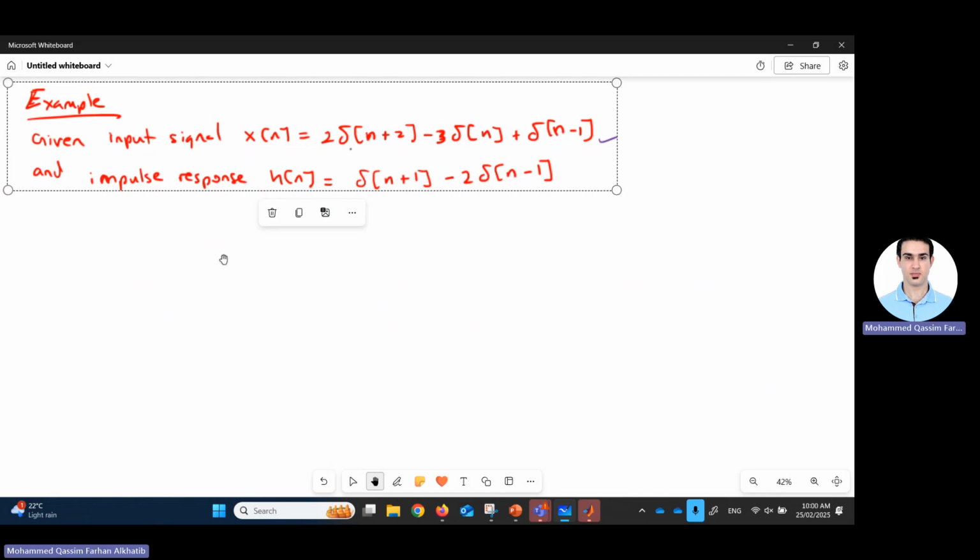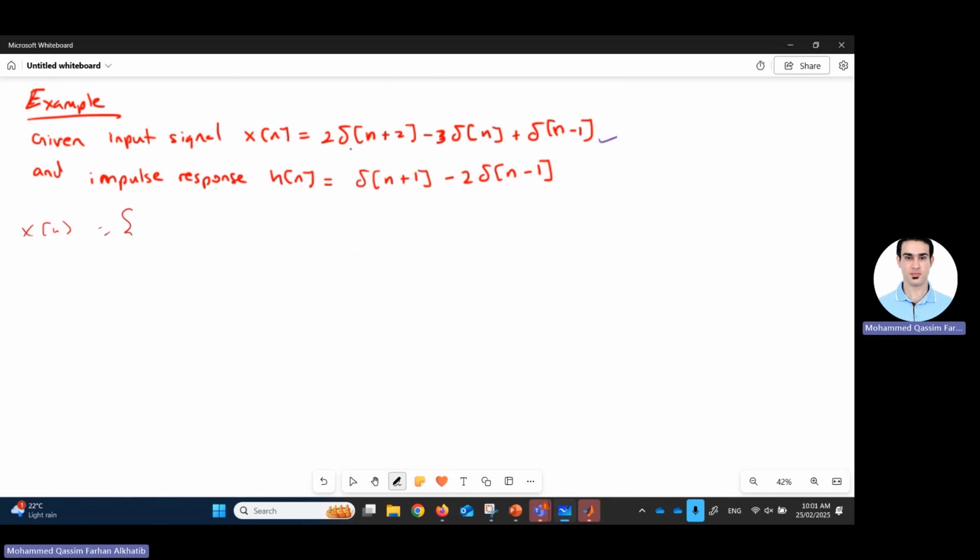Now, if you are given this example in the exam, how are you going to solve it? Remember, I used to give you x of n as something like this, and h of n, again, something like this. But here I have it as a function of deltas. So how do we go from this delta representation into something similar to this?